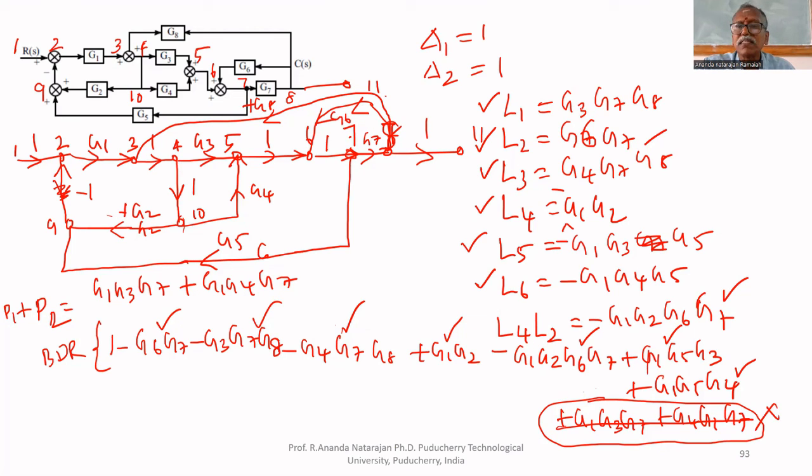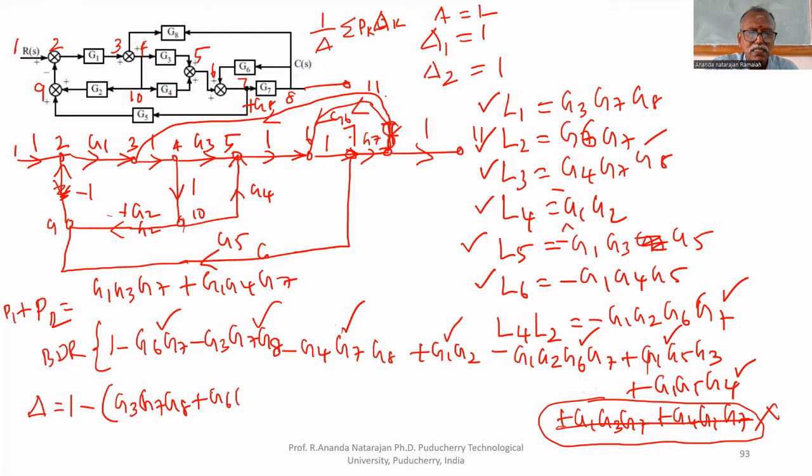Check the sign. G3, G4, G8, we got positive here. In the block diagram reduction, we got negative. Yes, because in the formula, what is the formula? 1 by delta, sigma Pk delta k, and delta equal to 1 minus. Because of that, these are all positive, that's why we are getting minus. The sign we are also getting correctly. So these we get minus. Therefore, delta equal to 1 minus L1.